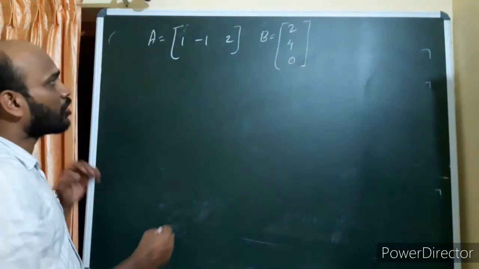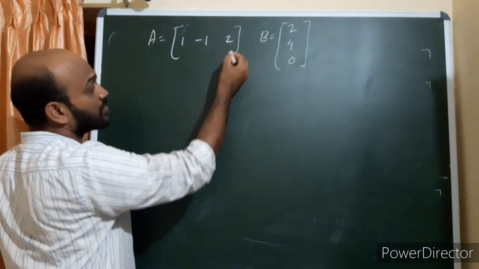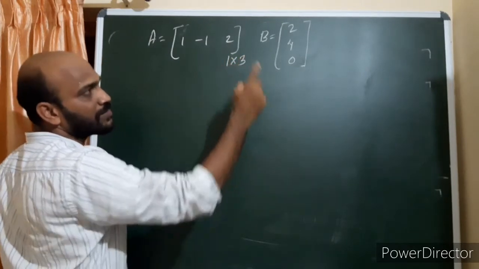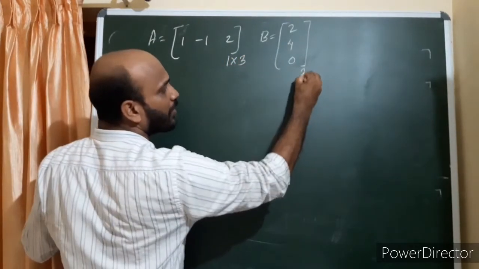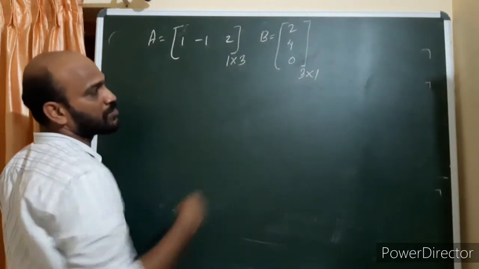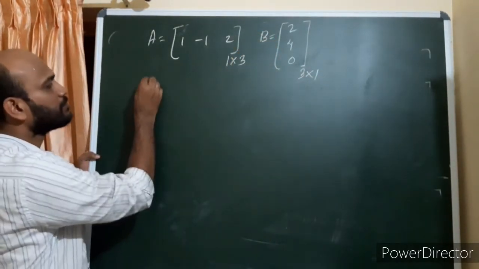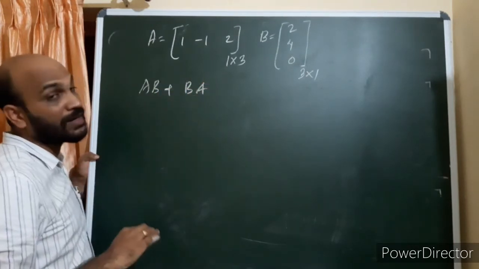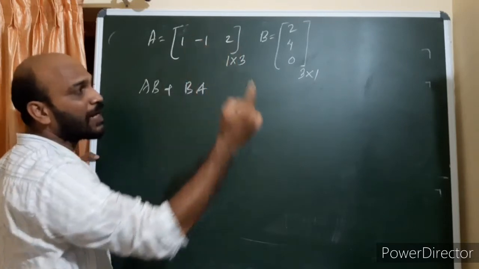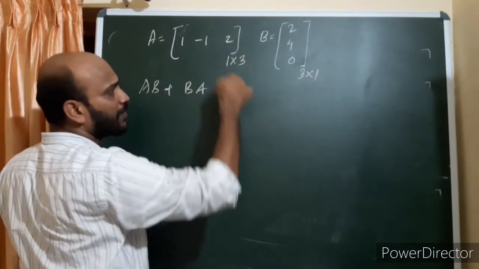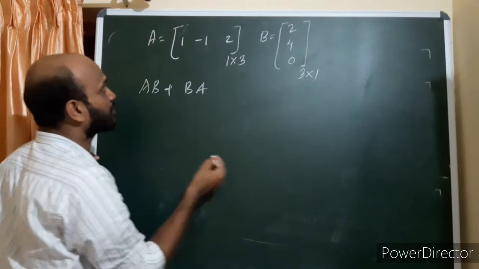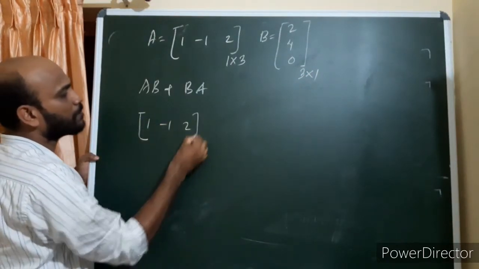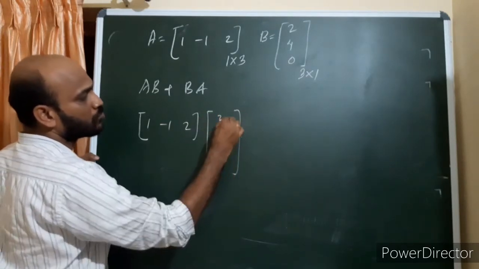Next question. A equal to matrix 1, minus 1, 2 is a row matrix because it has got only one row. Second one is a column matrix. Order is 3 by 1. B is 2, 4, 0. Question is find AB and BA. Can you find AB? We can find AB because the number of columns of the first matrix is equal to the number of rows of the second matrix. So A I will write here 1, minus 1, 2. B here 2, 4, 0.